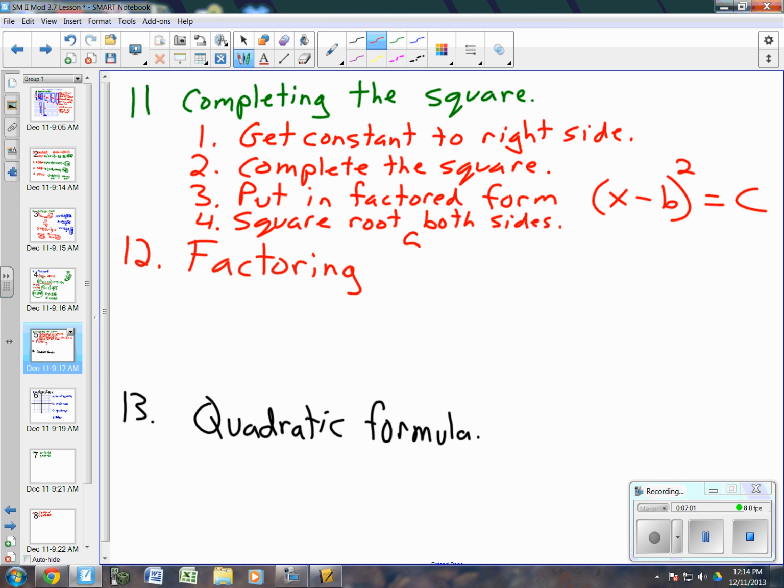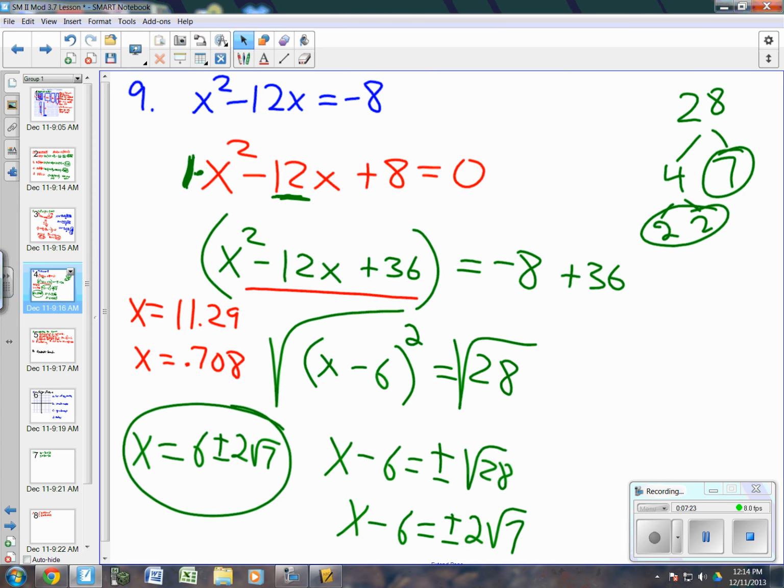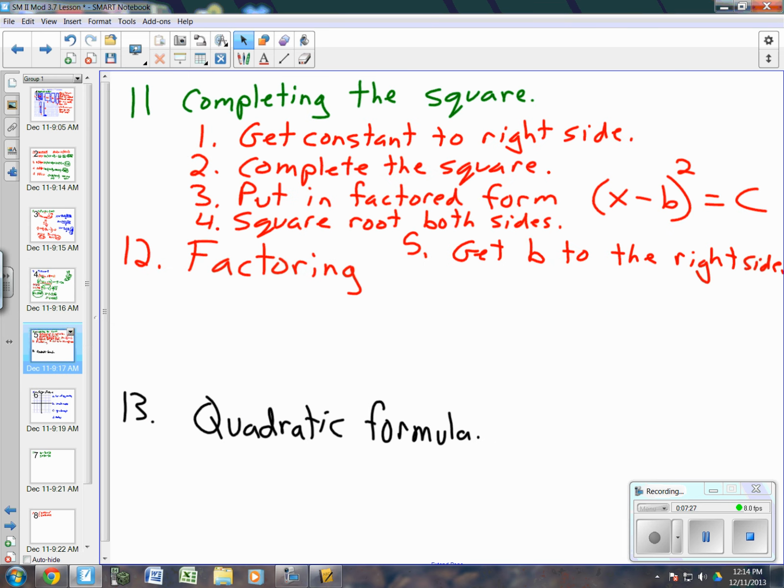And step 5, add b to both sides, right? Get b to the right side. What I mean by that is right here we added 6 to the other side, right? Okay, that's how you complete the square.